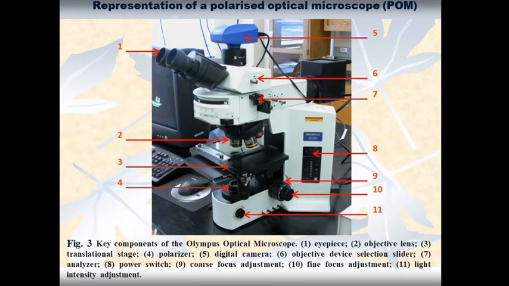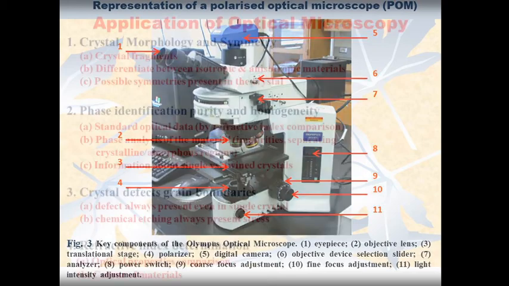This is the schematic representation of a common polarizing optical microscope. Here we can see the lenses. This is the stage on which we put the sample which we want to see, and this is the eyepiece through which we can observe.